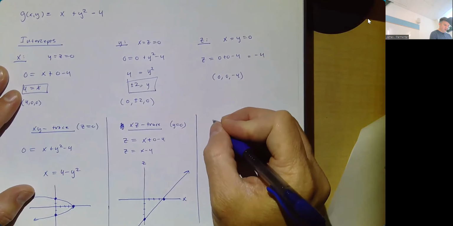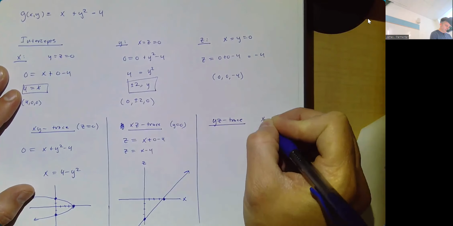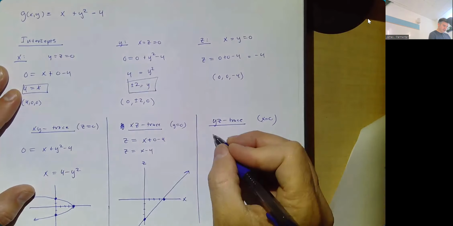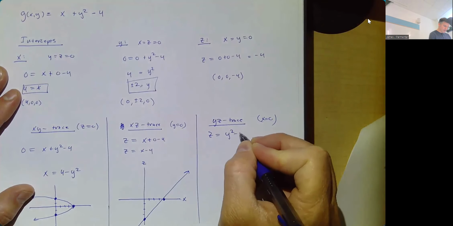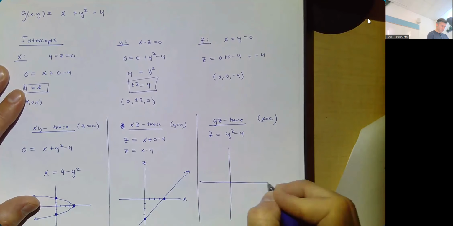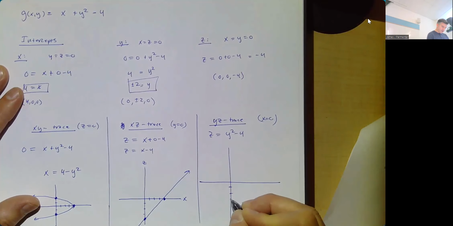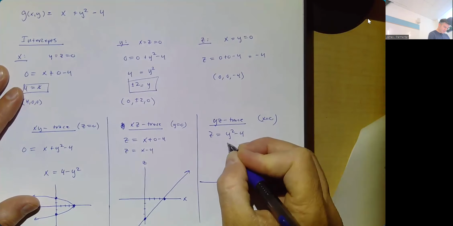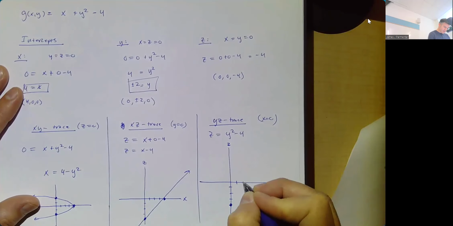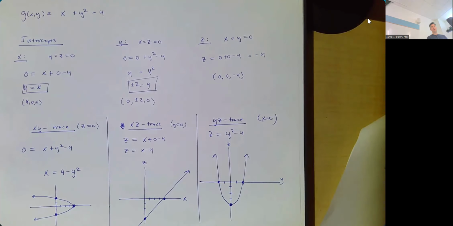Finally, for your YZ trace, we're setting x equal to 0. And we're getting z equal to y squared minus 4, which is how I would leave it. And then I know that my z-intercept is negative 4, and my y-intercepts are plus or minus 2. And then we graph it. Cool. That was way easier when you had the intercepts, I think.